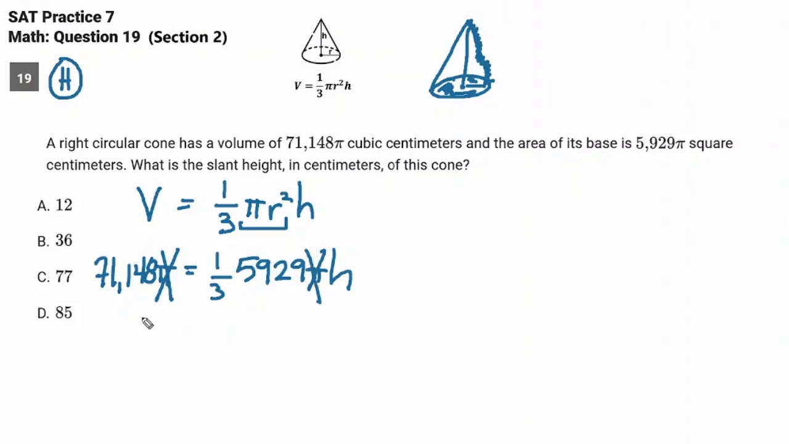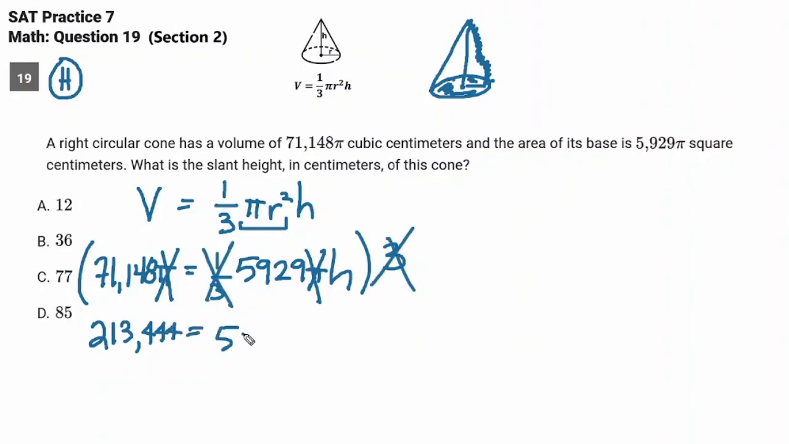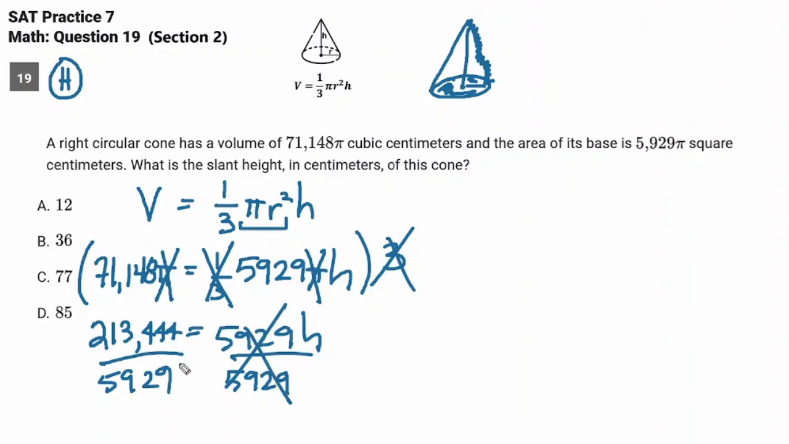And then what should you do here? You should get rid of this 1/3. Easiest way to do that is to multiply both sides by 3. Luckily, you got a calculator. So the left side is 213,444. And it's just 5929h. And this is a very simple algebra situation. You're going to divide, and you're going to get 36. So the height is 36.